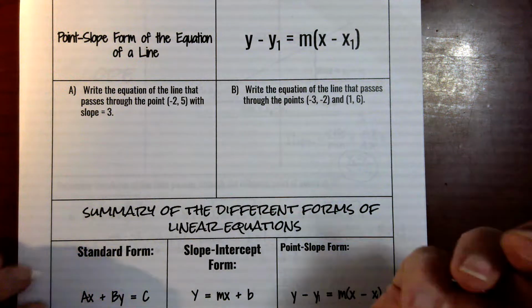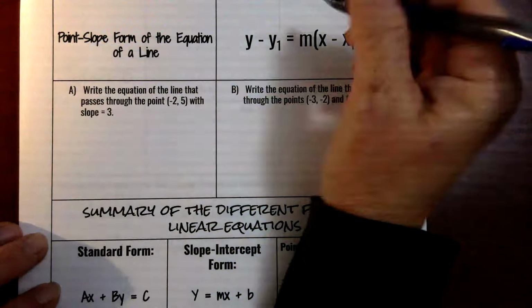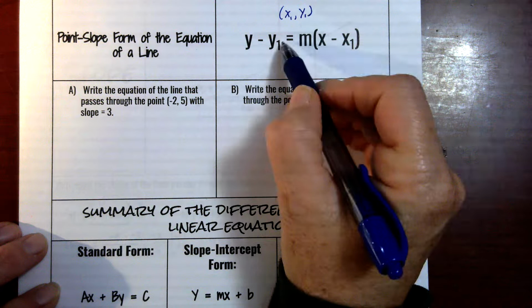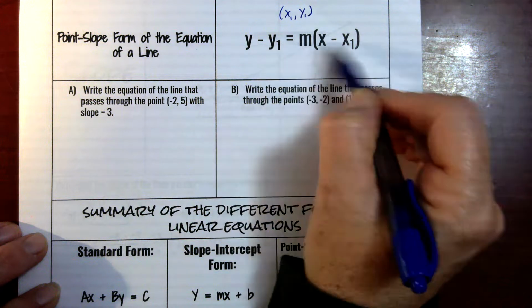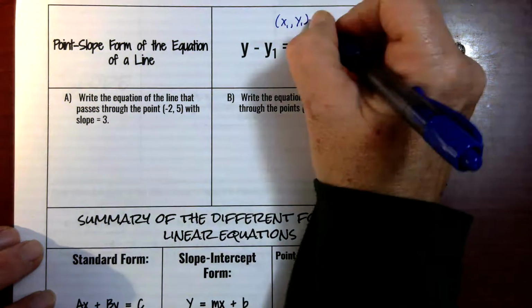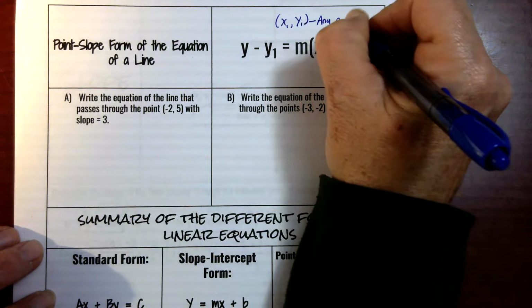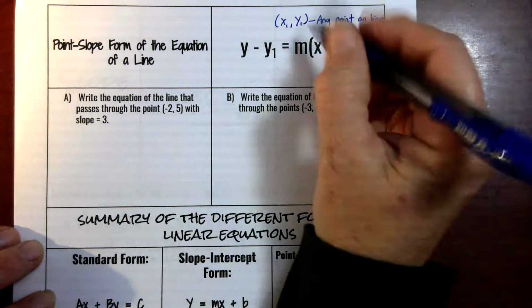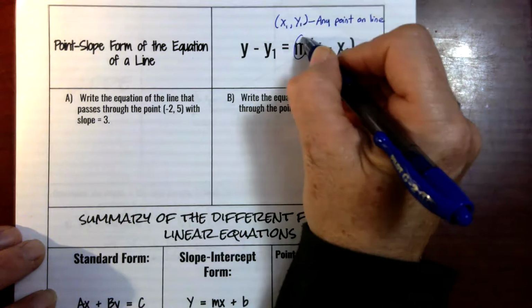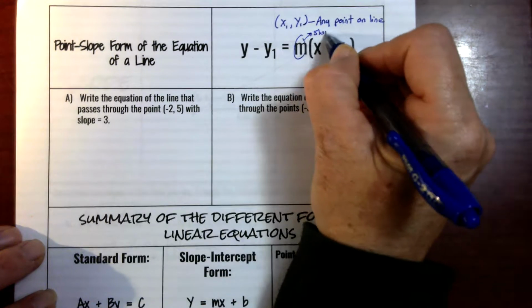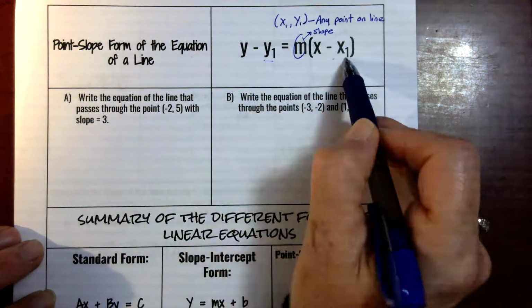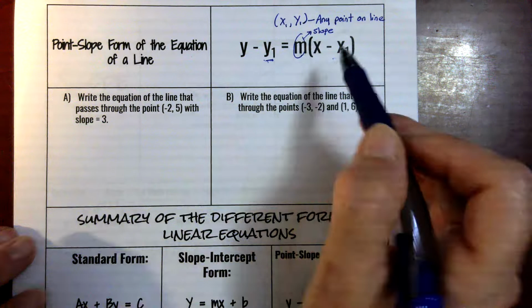Point-slope is basically what it says as well, point. So the x1, y1 part of this is a point that is on the line. So x1, y1, this could be any point on the line. And the slope is also seen in the equation. So you can see the slope and you can see a point that's on the line, and that's why it's called point-slope. And that's what you need to know.